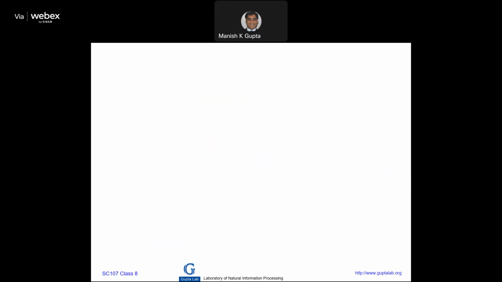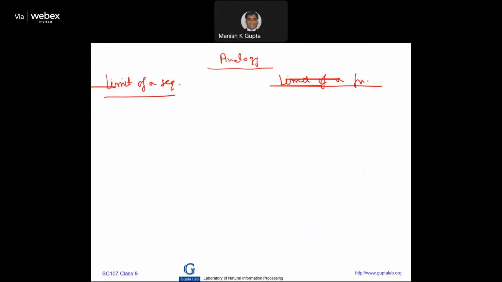Now I can actually give you an analogy, and this is kind of useful, between limit of a sequence first and limit of a function. So you can clearly see what happens. So we have a sequence.